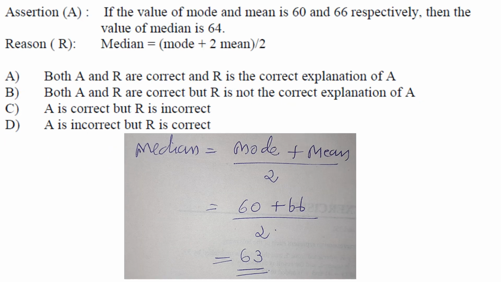Then if the value of mode and mean is 60 and 66 respectively, then the value of median is 64. Median is equal to mode plus mean by 2. So 60 plus 66 divided by 2 is equal to 63, that is approximately equal to 64. So A is correct, but this formula is not the correct reason. The formula is mode plus mean divided by 2. So the answer here is A is correct, R is incorrect. Answer is option C.